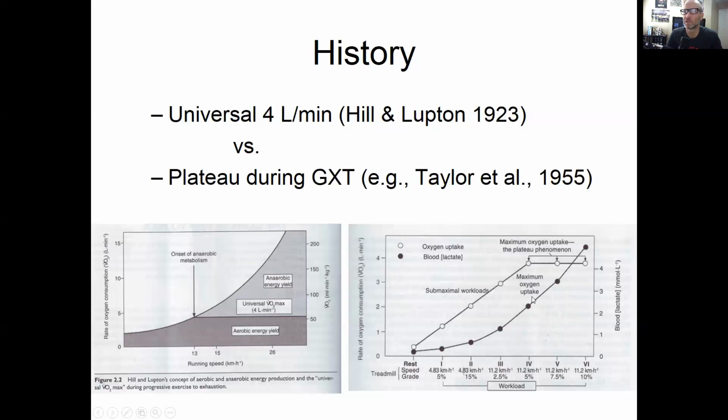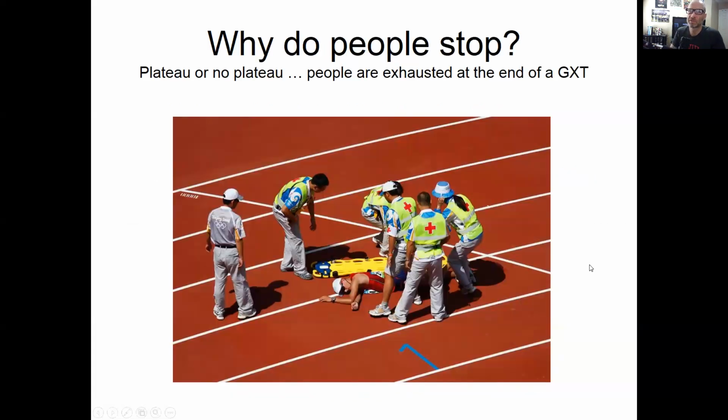And that's one of the things I really like about Dr. Noakes, Tim Noakes, is his ability to challenge ideas that have been readily accepted. All right, so we're going to talk about this in more detail in just a bit here. So why do people stop exercising?